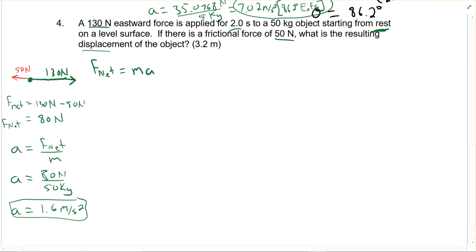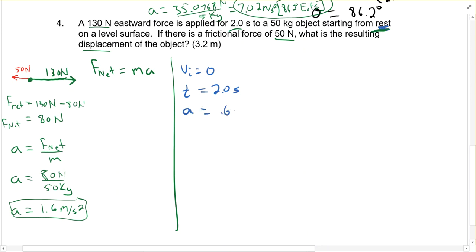Oh, lost my pen. Okay, part two. Now let's write down what we know. So vi was from rest, so vi is equal to 0. vf, it doesn't really say anything about. Time was 2 seconds. What else do we know? We know the acceleration we just found. Acceleration is equal to 1.6 meters per second squared. And we're looking for displacement.